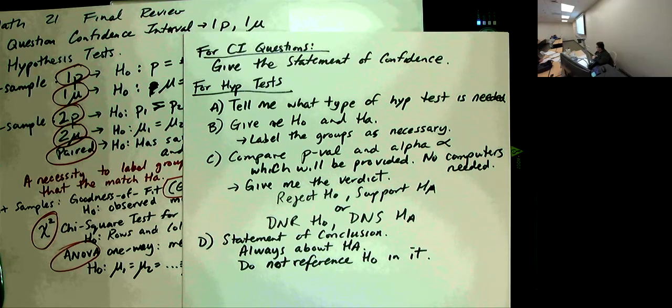I can't tell you how many students go through this and then say, we support H naught or we don't support H naught. No, we never support H naught, ever. H naught may be wrong, we just don't reject it. There's a difference between not rejecting it and supporting it. Like, I reject fascism. That's different than supporting or not supporting fascism. Not supporting fascism is neutral to it. Right?